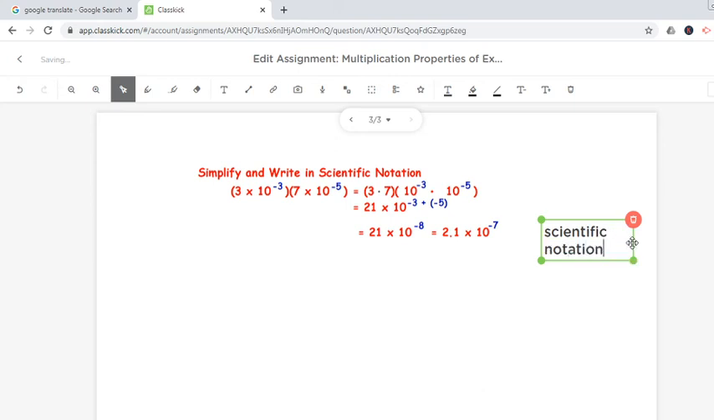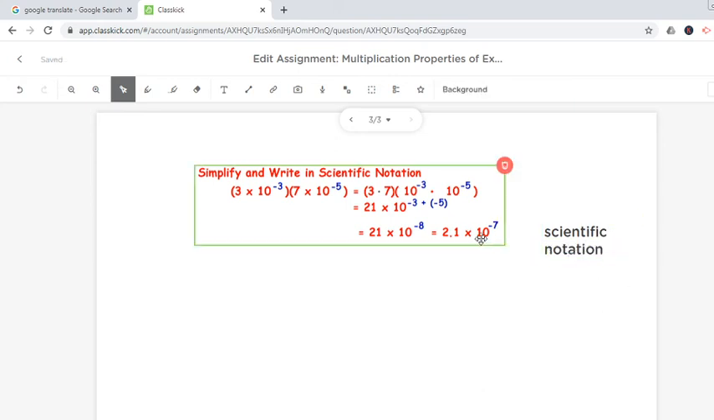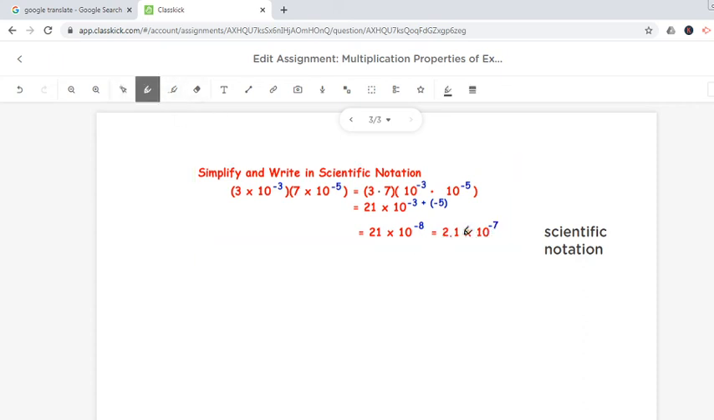Scientific notation. Yes. This right here, that's scientific notation because you see it needs to be between 1 and 10. 21, it's way over here. 2.1, yes. 2.1 is in between 1 and 10. So that's why we put it as 2.1 times 10 to the negative 7. And we can explore it a bit further.